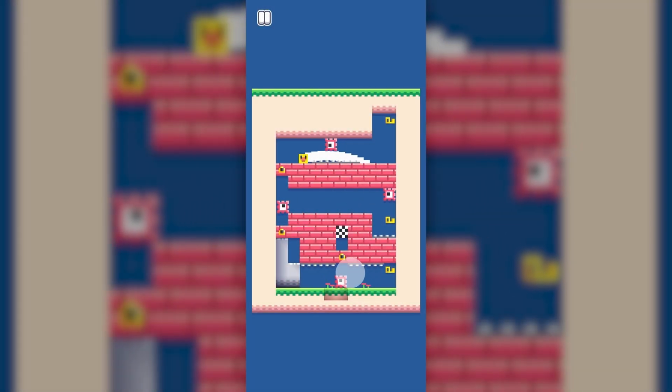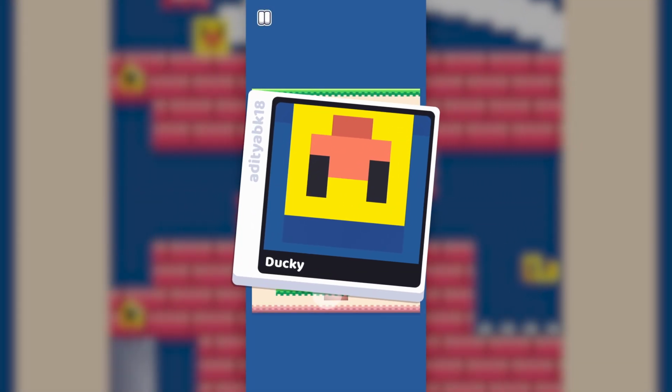Welcome back to another tutorial. Today we are going to recreate Ducky by Aditya PK18.